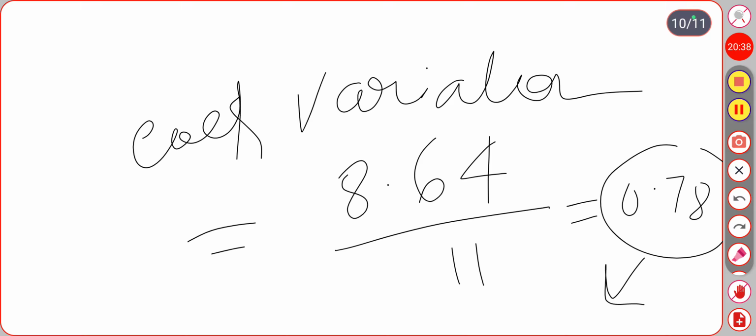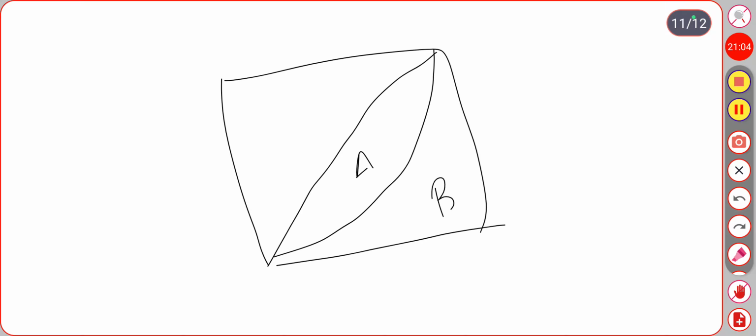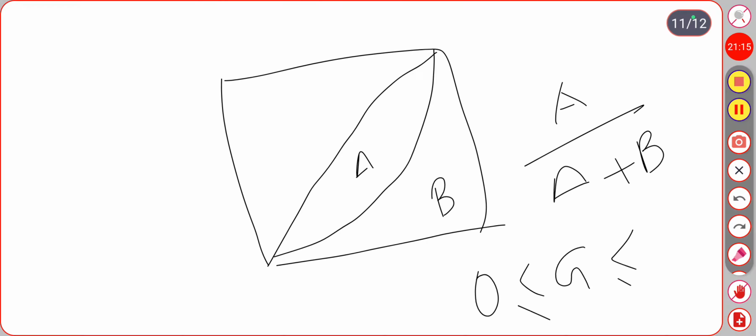So the Gini value is always between 0 and 1. The Gini coefficient captures how far the Lorenz curve falls from the line of equality, by comparing the areas A and B. This is the equality curve and this is the Lorenz curve. This area is called A and this area is called B. Gini coefficient value is A divided by A plus B. Gini value is always between 0 and 1. 0 means perfect equality and 1 means perfect inequality.